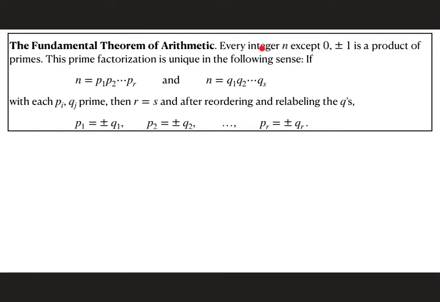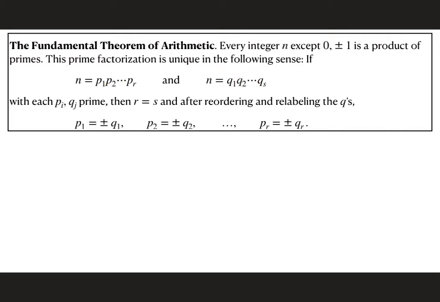So we have, for every integer n except 0, 1, and -1, every other integer is a product of primes. And furthermore, this prime factorization is unique. That's the key part here that we're going to try and show. So if we have two prime factorizations of the integer n, let's say p1 through pr and some q1 through qs, then to show uniqueness, we need to show that these two factorizations are the same. In particular, r is equal to s, meaning there's the same number of factors.